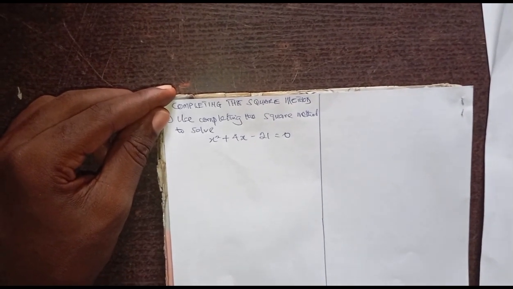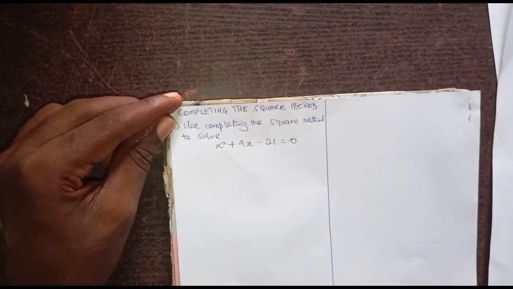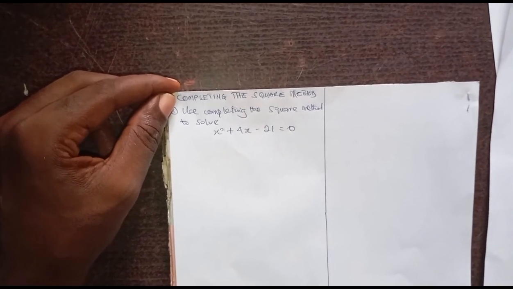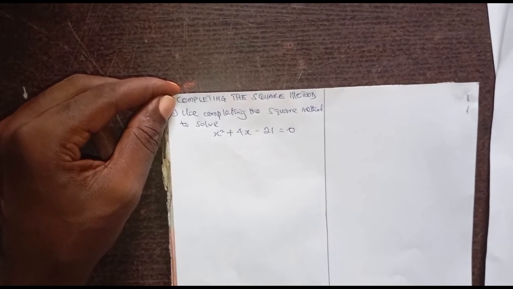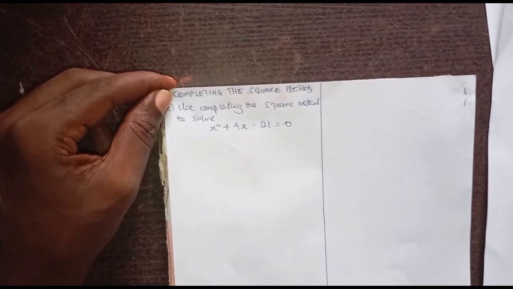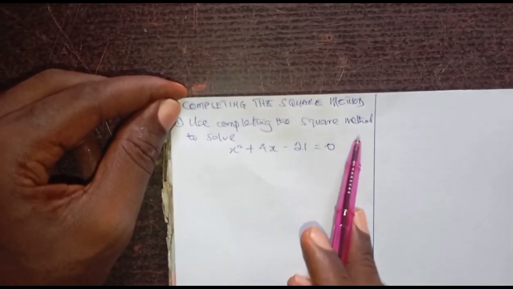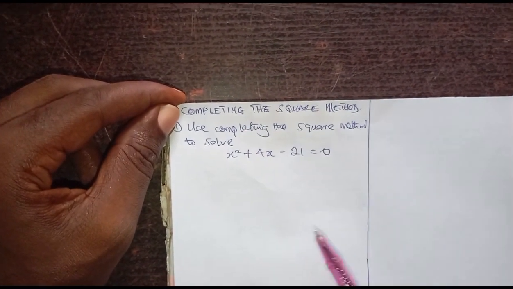Today we are going to be looking at how to use the completing the square method to solve questions from quadratic equations. This is majorly for those of you that want to write your WAEC, NECO, NAPTEB exams and also SS1, 2 and 3 students for their internal exams. Now we are going to be looking at this example. It says we have to use the completing the square method to solve x squared plus 4x minus 21.